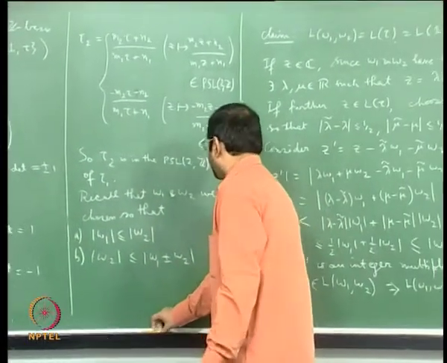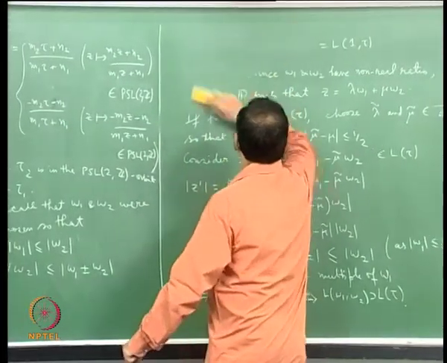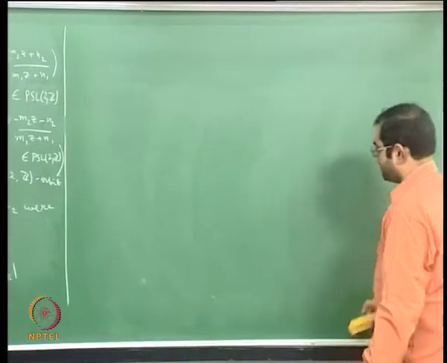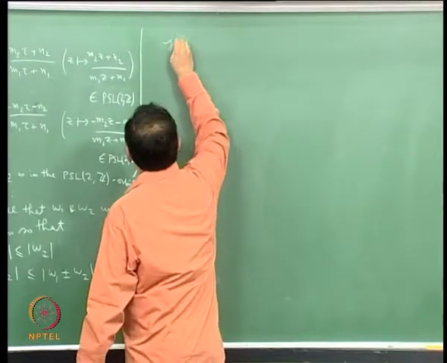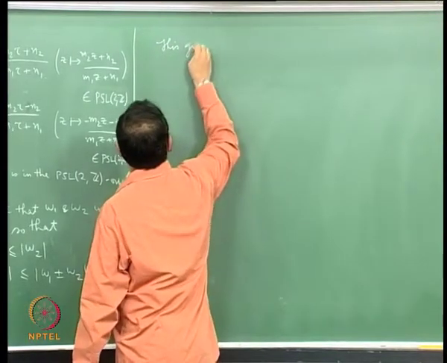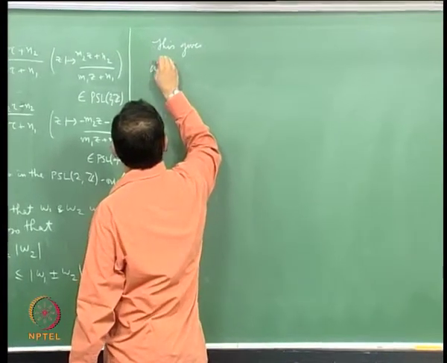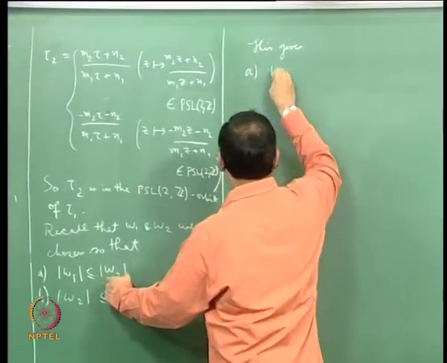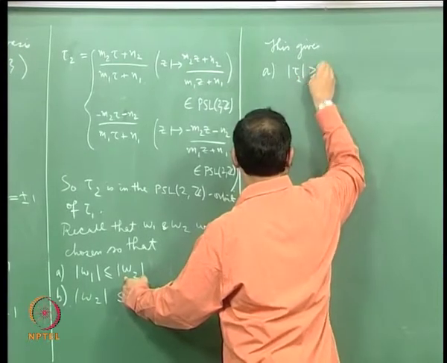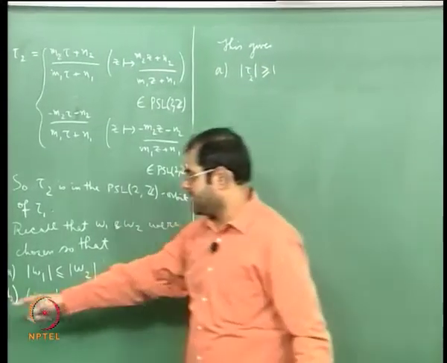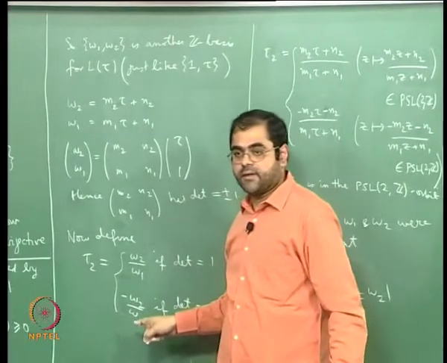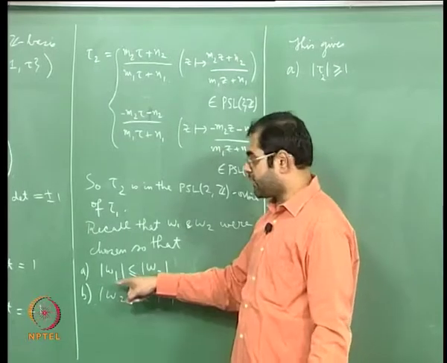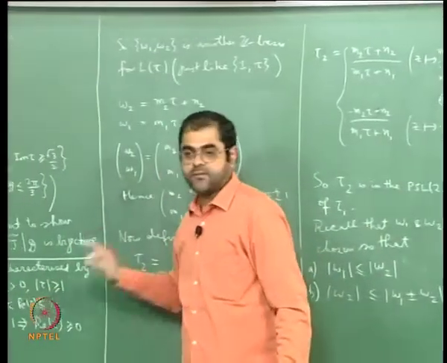Okay, so in terms of tau 2, if you translate everything in terms of tau 2, this gives a condition I will call a. Again, you will get mod tau 2 is greater than or equal to 1, because tau 2 is plus or minus omega 2 by omega 1, and mod tau 2 will therefore be mod omega 2 by mod omega 1, which is greater than or equal to 1. So you see, already this condition is satisfied.